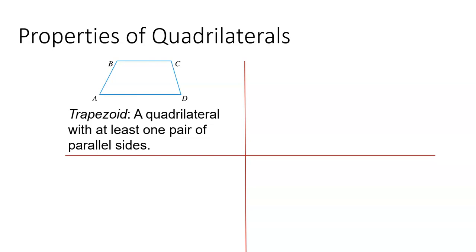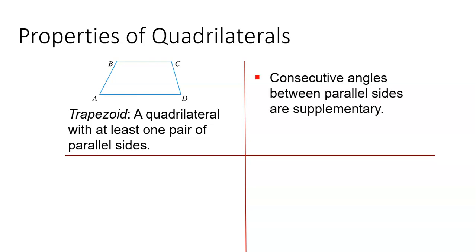Well, once you've defined a trapezoid as a quadrilateral with at least one pair of parallel sides, then from there, other properties follow. So if you have a pair of parallel sides over here, then it's true that consecutive angles between parallel sides are supplementary, because between a set of parallel lines, whatever angle this is and whatever angle that is, the sum of those two angle measures are going to add up to 180. And the same thing is true for the other two.